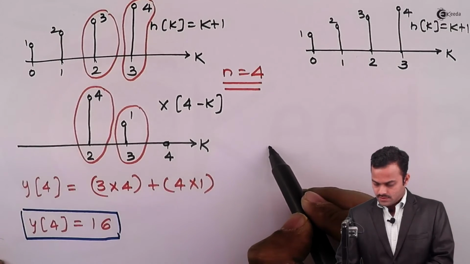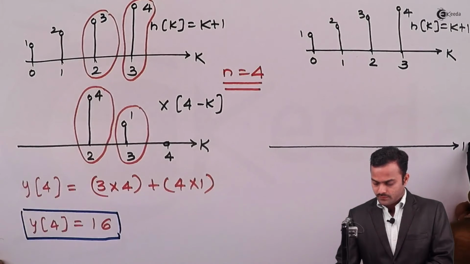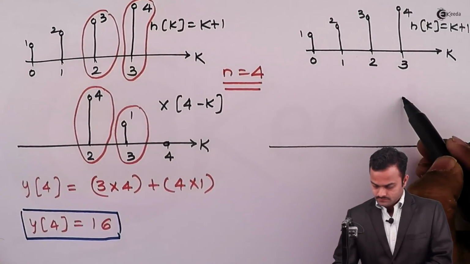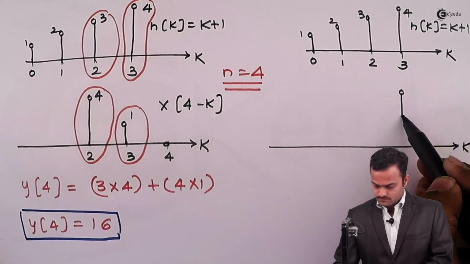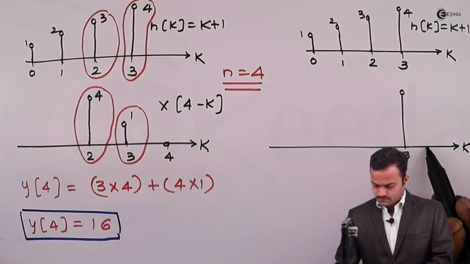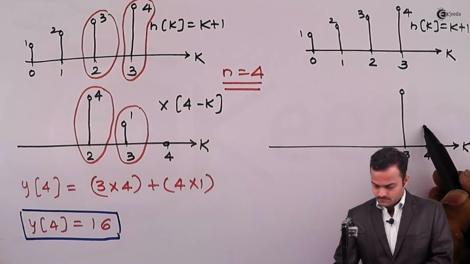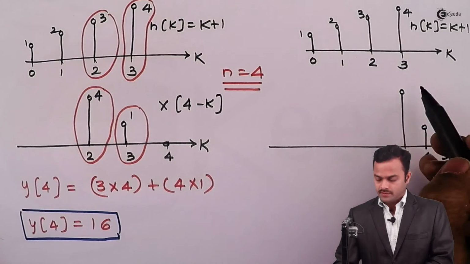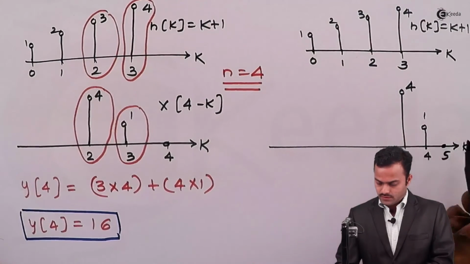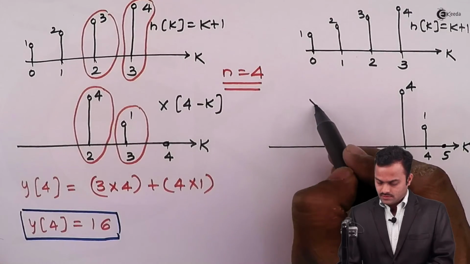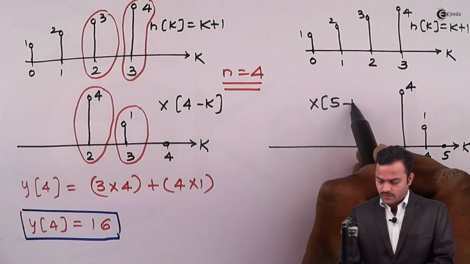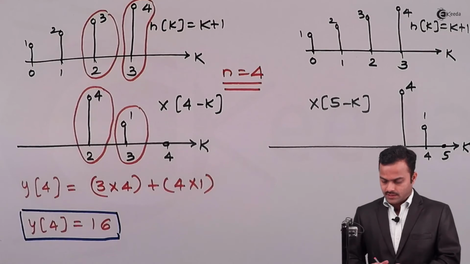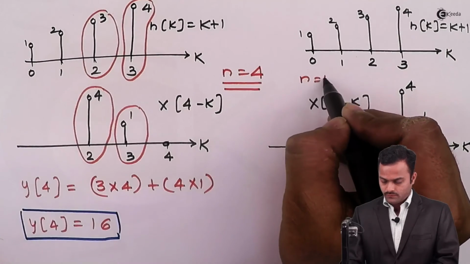And this we need to advance by one more unit so that it will start from 3, having the values 4, 1 and 0. So what is this? This is x of 5 minus k. So what we have done over here, we have taken n equal to 5.